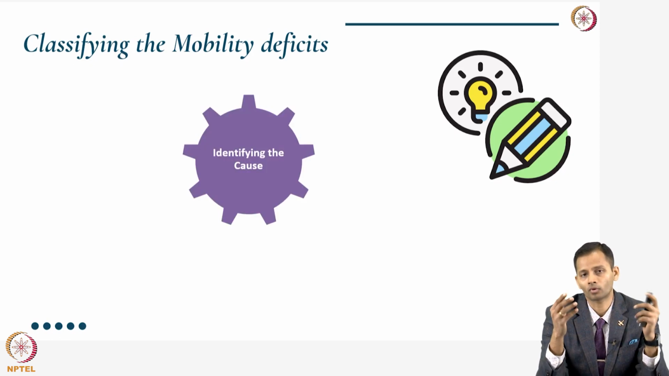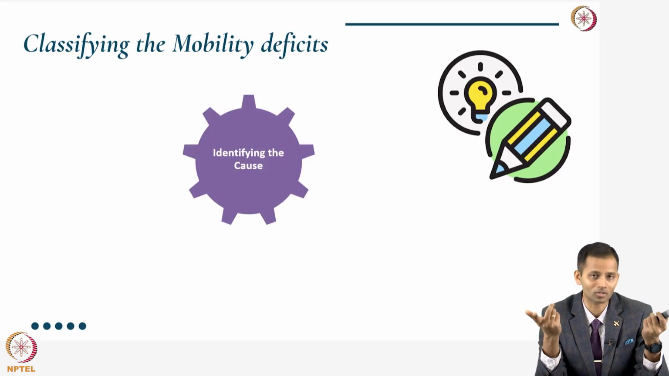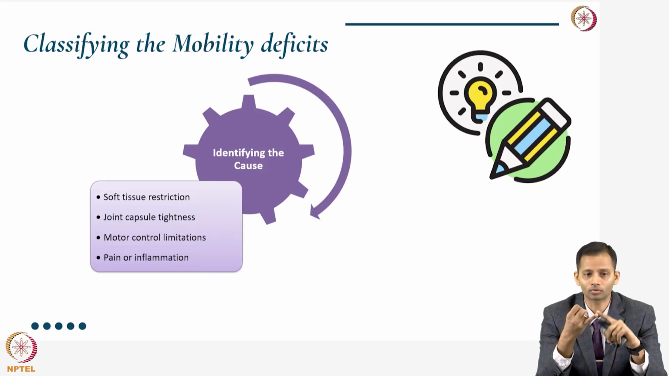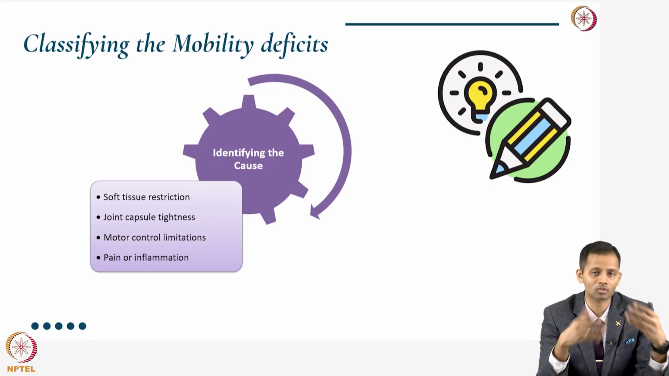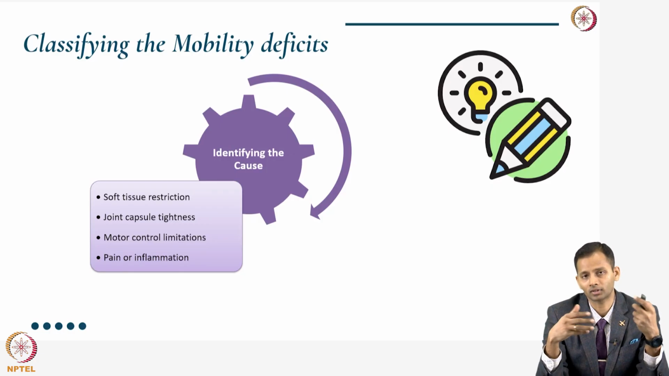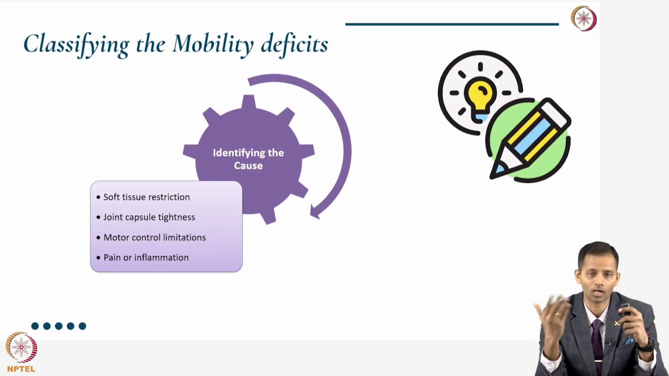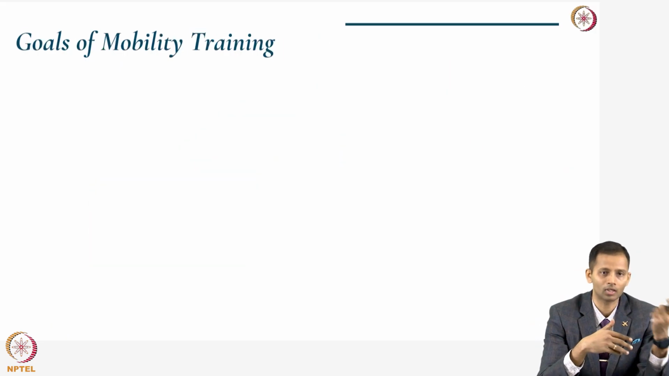So, if you want to classify this deficit, it can be based on the cause. It can be because of soft tissue restriction, it can be because of joint capsule tightness, it can be motor control limitation where the muscle and the neuromuscular system is involved, or maybe pathological because of pain or inflammation which is ongoing near the joint. So, these factors can affect the mobility and cause deficit, and accordingly you can classify them as well.